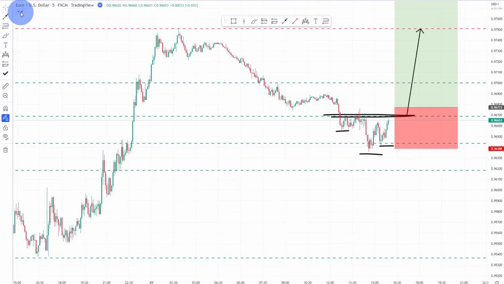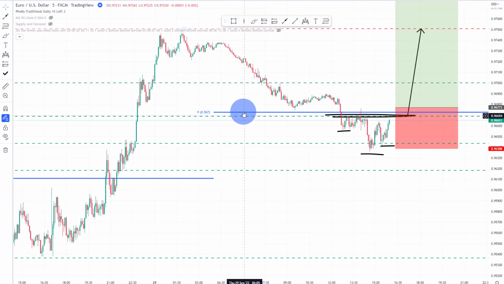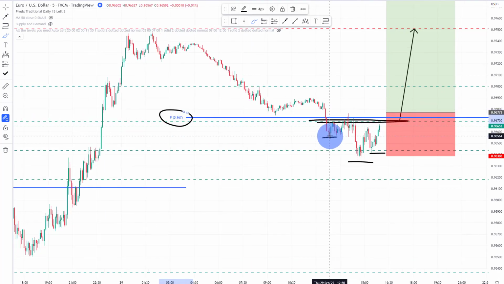Another tip, what I would recommend, activate the daily pivot point. So we have the daily central pivot point, and it falls right into where we have the neckline. That's the daily central pivot point. This is our neckline. So that's great confluence.